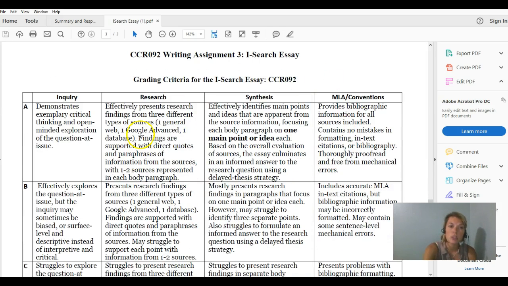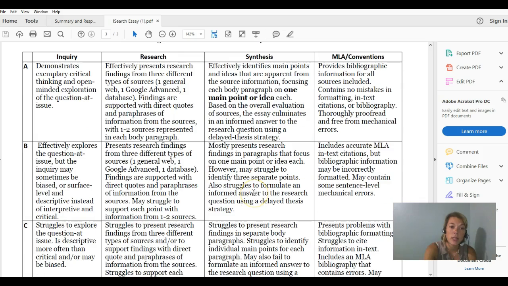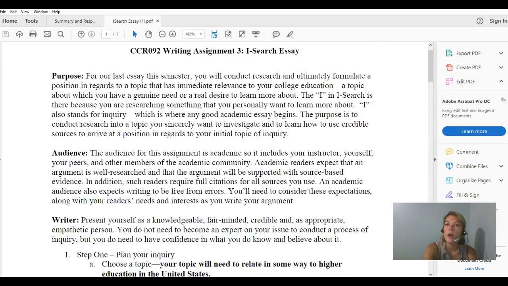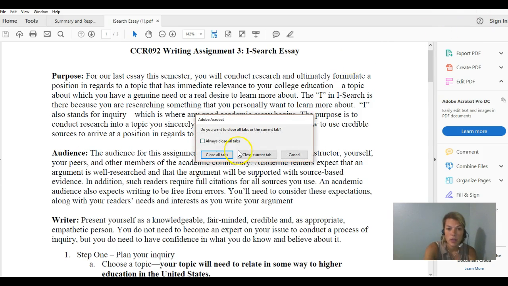And then you can start to think about these criteria. As you begin drafting, make sure you're aware of where you're going to be. If you're struggling to identify three separate points for your body paragraphs, that's going to put you definitely out of the A range and things like that. So it's important to be aware of what all those criteria are as you are actually drafting the essay itself.